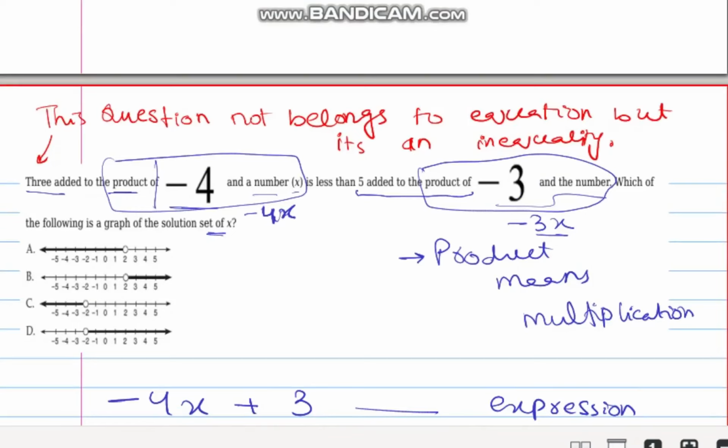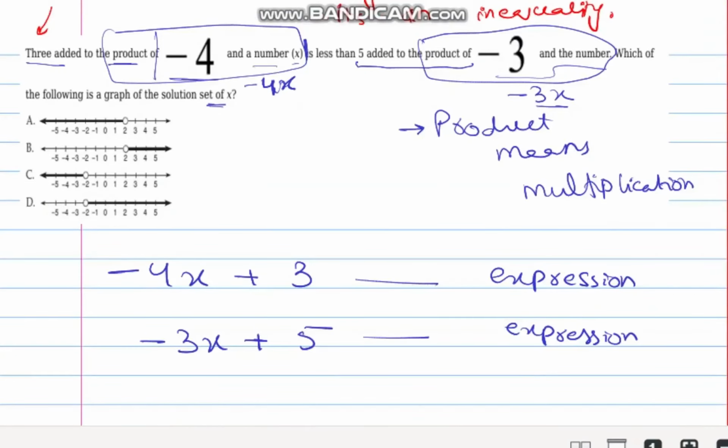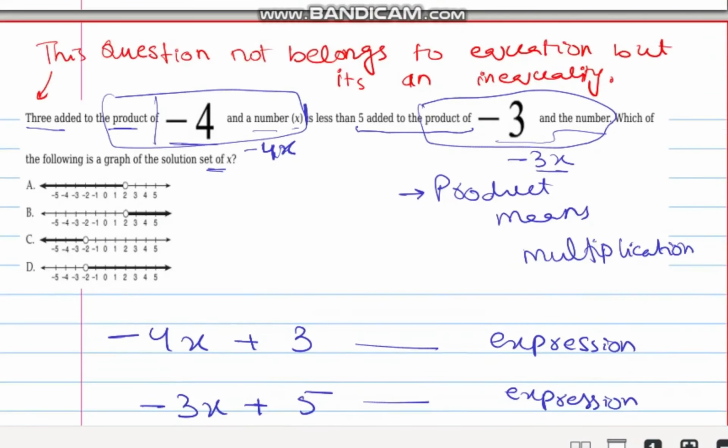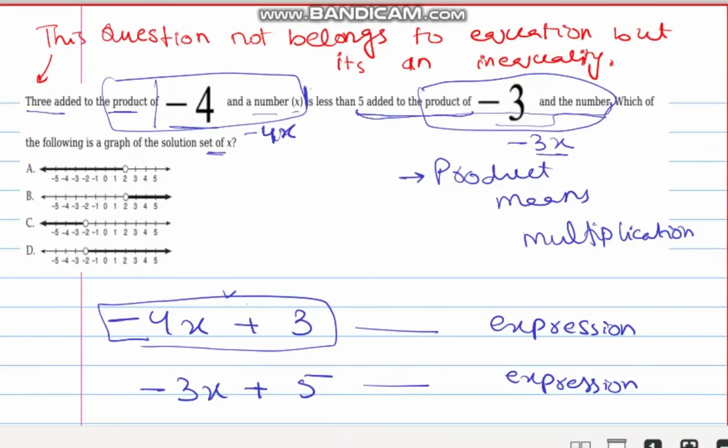3 added to the product of minus 4 and number x. Till this point which I highlighted here, we have this expression. Till this point I formed this expression, and now this expression is less than this expression. Basically this is an expression given in theory form, and we have formed this expression.